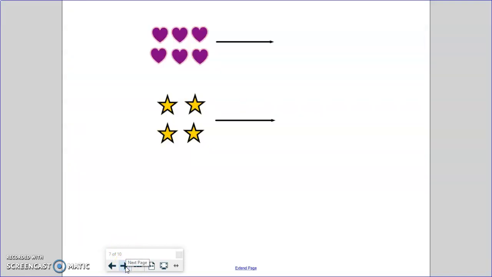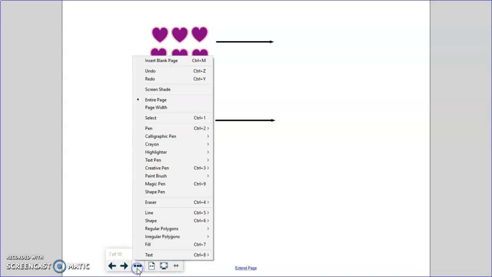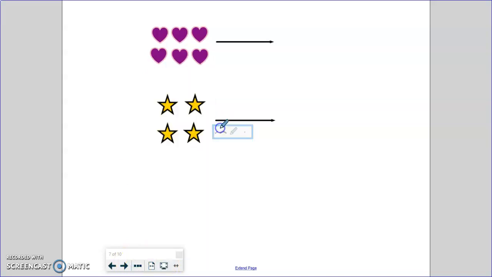Now, usually when we use pictures, we don't have to do anything else, but we know that these pictures represent a number. So we have 1, 2, 3, 4, 5, 6 hearts that can also be represented by the number 6. And then we have 1, 2, 3, 4 stars that can be represented by the number 4. So we can do the same thing that we were doing with pictures and putting those in order with numbers.